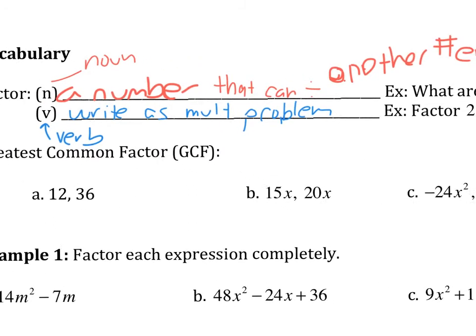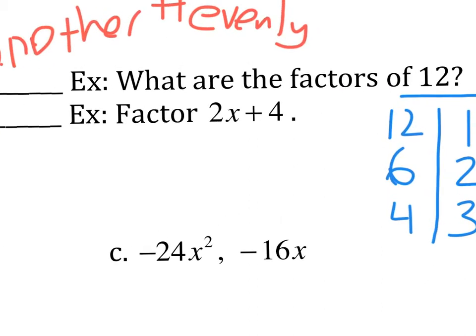So, for example, factor 2x plus 4. And the answer would be this: 2 times (x plus 2). Why? What did we do? We undid the distributive property. Or if I said factor 12, you would say, oh, 12 factored is 4 times 3. What I did was take the original number or the original expression and rewrite it as a multiplication problem.